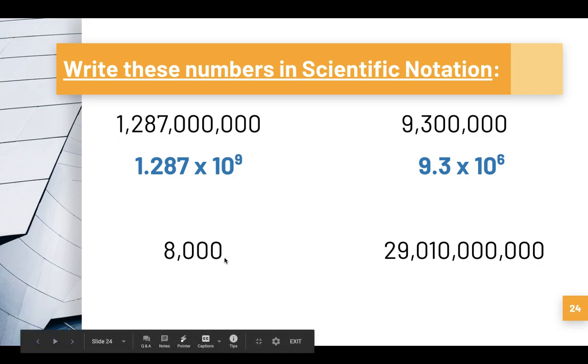8,000. Our decimal's here. So you can write it as 8 times 10 to the 3rd. Or you could write it as 8.0 times 10 to the 3rd. Either one of these would be correct.